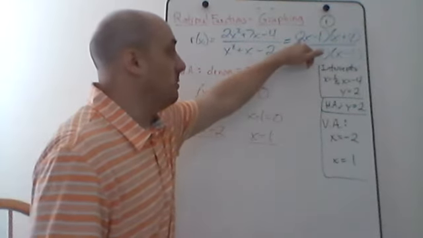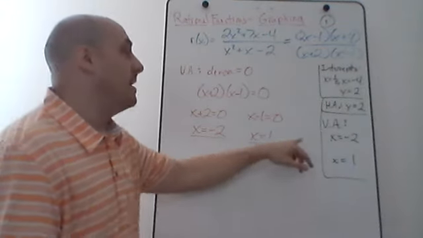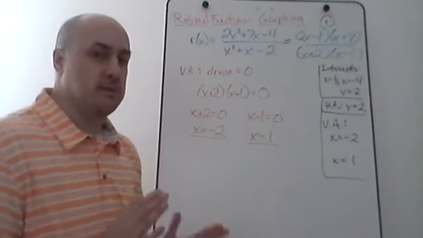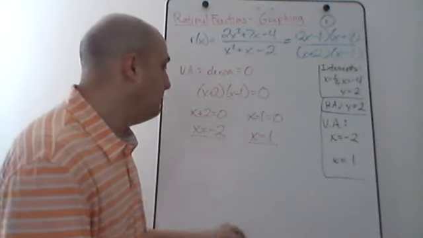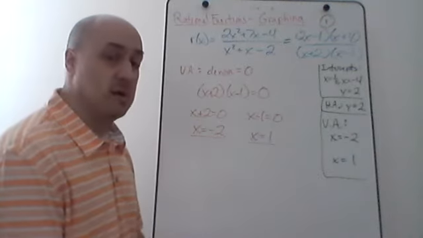So remember, you're doing 2 different things, like setting things equal to 0. When you set the numerator equal to 0, that gives you your x-intercepts. When you set the denominator equal to 0, that gives you your vertical asymptotes. It's one of those things that sometimes people get confused on, but that's what you have to do to get the vertical asymptotes and then the numerator for the x-intercepts.